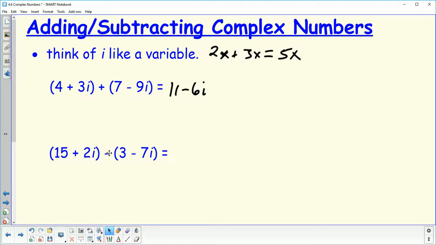Subtracting is the same idea. You just need to make sure that this subtraction symbol applies to both of these terms. So combine like terms again. 15 minus 3 is going to give us 12, and then 2i minus a -7i actually gives us a positive 9i. Okay, check that in your calculators if you're not sure. And again, this is as simplified as we could get.